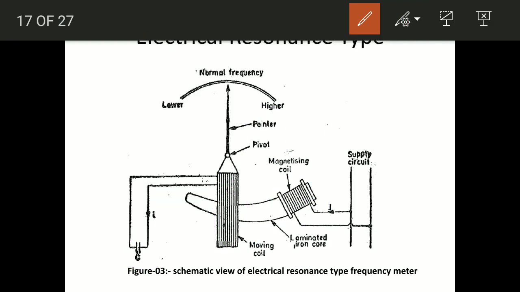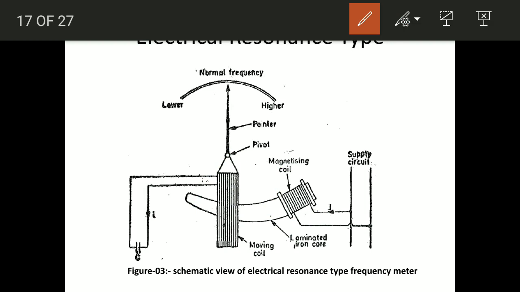And if you see this structure very carefully, the laminated core diameter is going to vary along its length. From this diagram it is also clear that the diameter of this iron core is maximum at the fixed coil section, and it continuously goes on reducing towards the moving coil position.